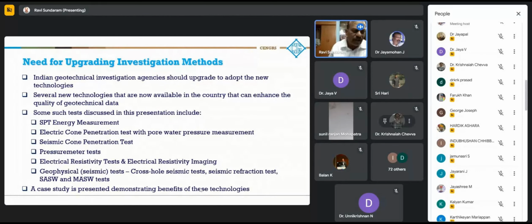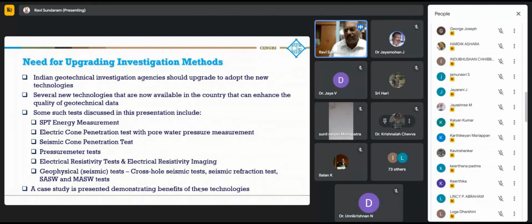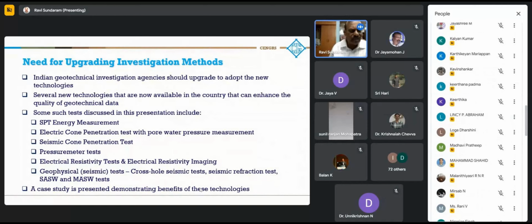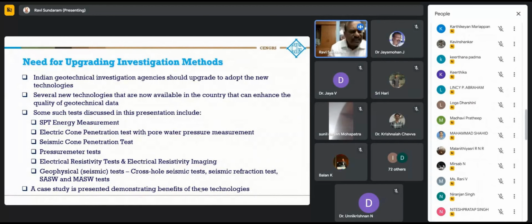The first one I will be talking about is SPT energy measurement. You would like to standardize your energy transfer to 60% energy being transferred to the SPT anvil, so that you can standardize the N values. There has been a lot of complaint over the years that different parties, different agencies do an investigation and you get different SPT values at the same site at almost the same location. So you can remove all those errors with energy measurement.